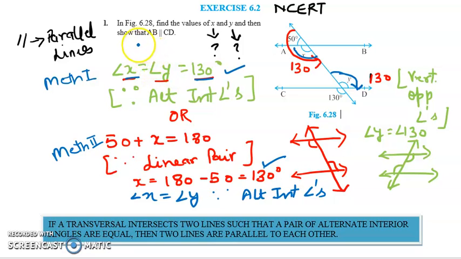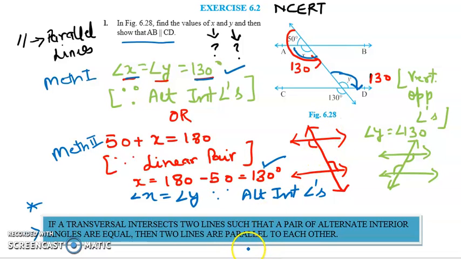Now second part says then show that AB is parallel to CD. This theorem you have to keep in mind, students. If a transversal intersects two lines, see this box where I have highlighted. If a transversal intersects two lines, so this is a transversal, these are the two lines which are intersecting, such that a pair of alternate interior angles are equal. So x and y are alternate interior angles which are equal, 130 degree. Then the two lines are parallel to each other. So this means which are the two lines? AB is parallel to CD.